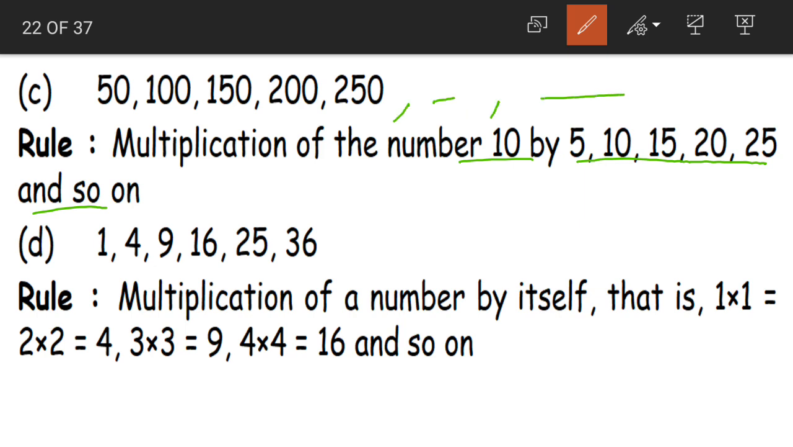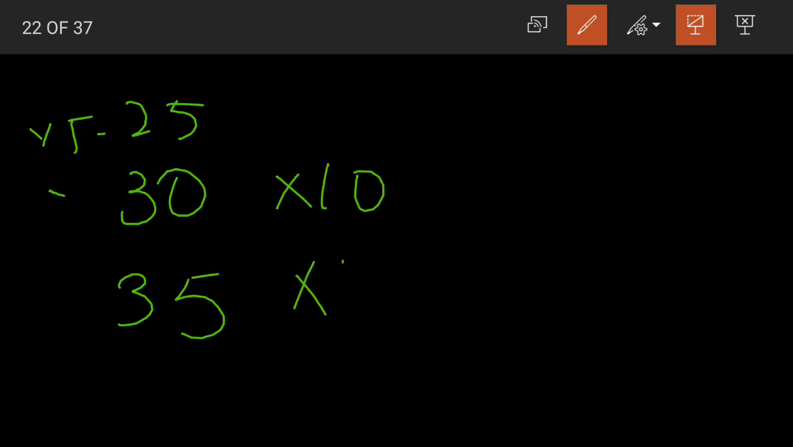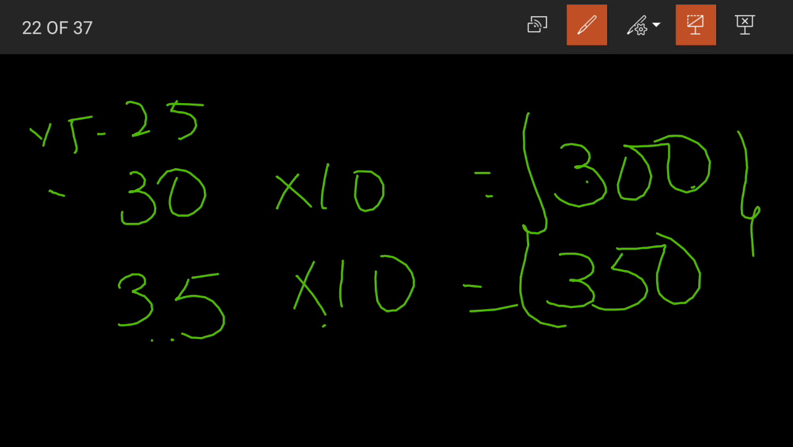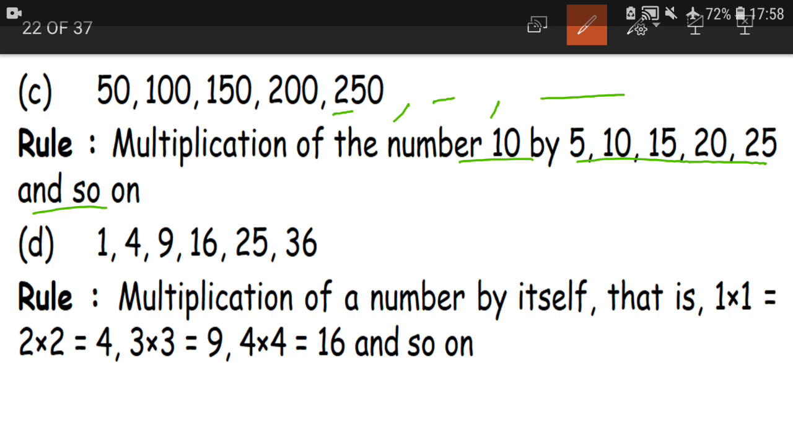So what will be the next two numbers? Here we have ended at 25, right? 5 fives are 25. Next we have 5 sixes are 30, 5 sevens are 35. Again multiplying these with 10. 30 tens are 300, 35 tens are 350. So 300 and 350 will be our next numbers in the pattern.